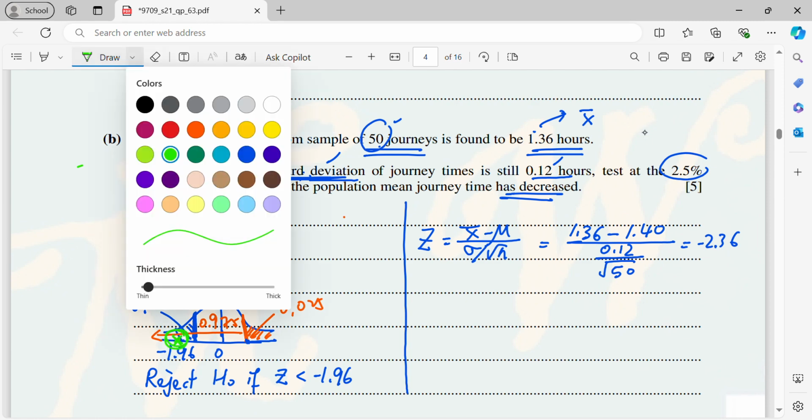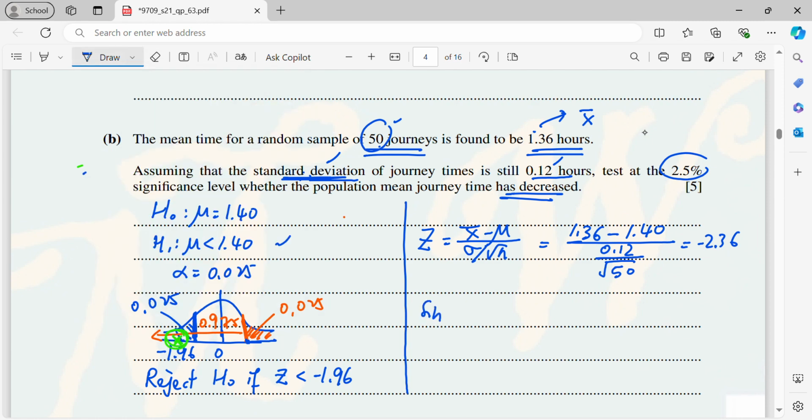Therefore I will write, since the calculated value is less than negative 1.96, we reject H naught based on the rejection criteria. So this is the decision. Rejecting H naught means that we have sufficient evidence to conclude the time has decreased, right?